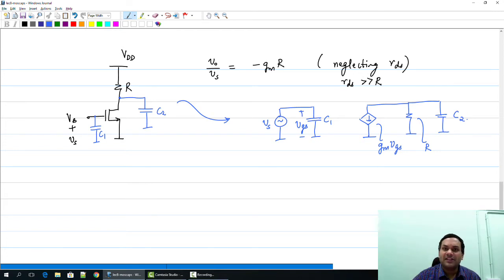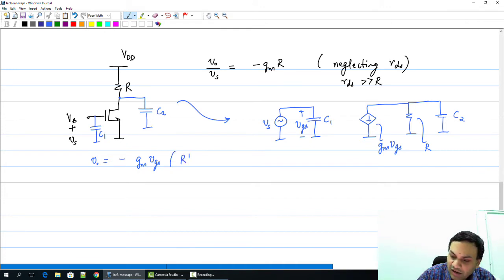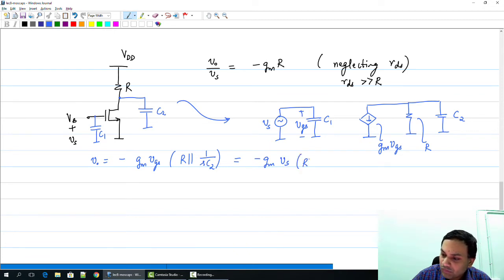And again, for the purposes of this discussion, I am going to assume that RDS is much larger than R. In such a case, the output voltage is nothing but minus GmVGS into R parallel 1 over SC2. As you can see, since Vs is assumed to be an ideal voltage source in this case, the voltage appears directly across C1, and you can write VO in terms of Vs in this manner.